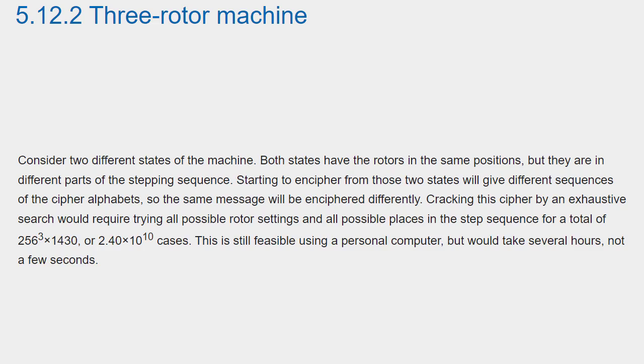Both states have the rotors in the same positions, but they are in different parts of the stepping sequence. Starting to encipher from these 2 states will give different sequences of the cipher alphabets, so the same message will be enciphered differently. Cracking this cipher by an exhaustive search would require trying all possible rotor settings and all possible places in the step sequence for a total of 256 to the power 3 times 1430, or 2.4 times 10 to the 10 cases.